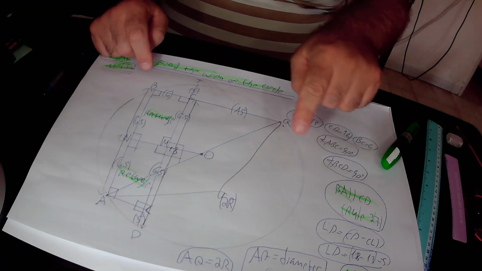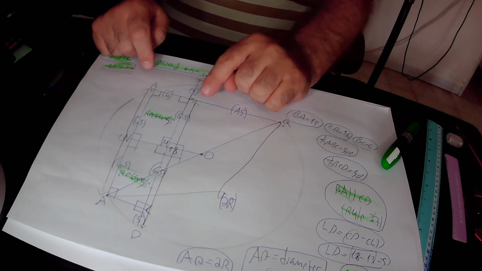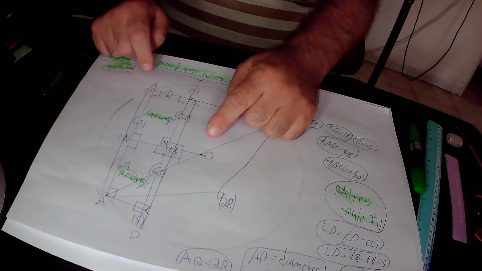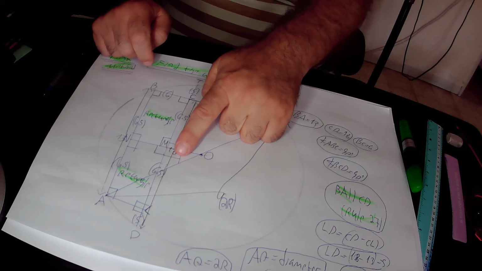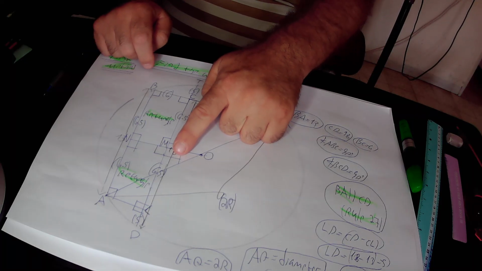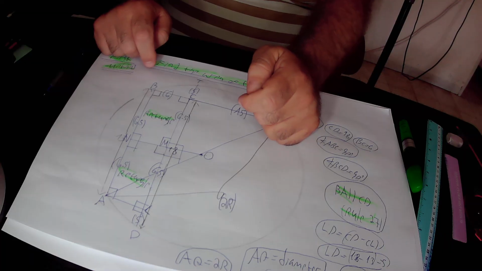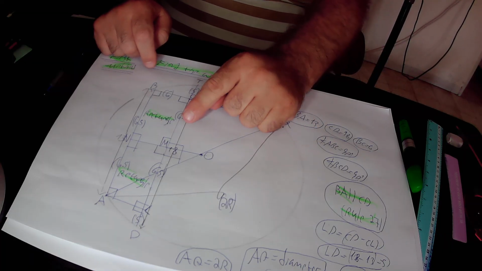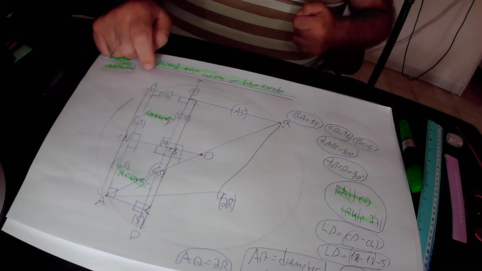We find the center of this circle. This point is point O. From point O, we go perpendicular on CD. So this angle equals 90 degrees, and this angle also equals 90 degrees according to our construction. We define the touching point of the perpendicular from point O and CD. This point is point M.